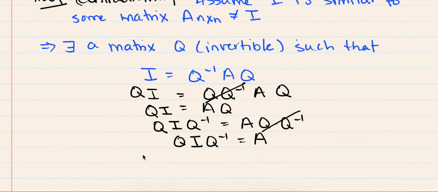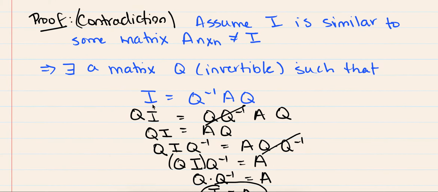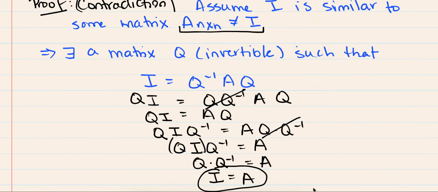But what happens on the left-hand side? Anything times the identity is itself. So if we multiply these two together, we get Q, and we bring this Q inverse down. But then Q times its inverse is the identity. So we get that the identity is equal to A, which is opposed to what we assumed in the beginning. So we have a contradiction. Great.